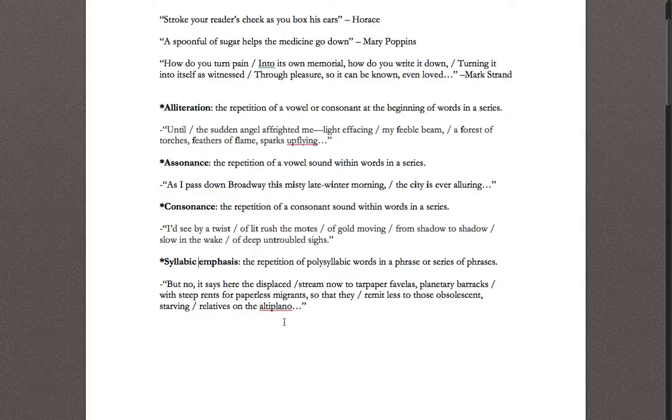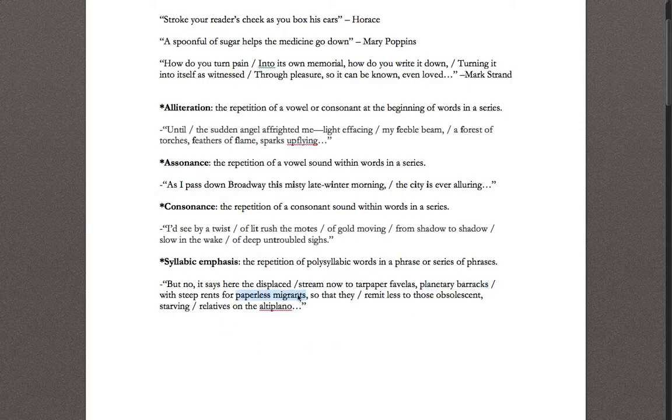So here from Displaced of Capital, starting with this phrase, we have quite a bit of syllabic emphasis. We have "tar paper favelas." Each of those has 3 syllables per word. "Planetary barracks." That is a 3 syllable and a 2 syllable word.